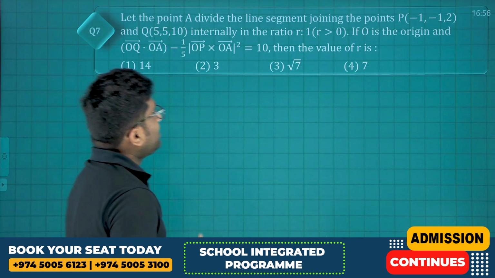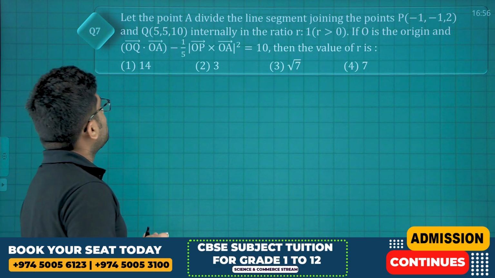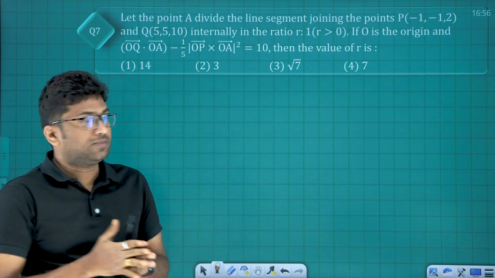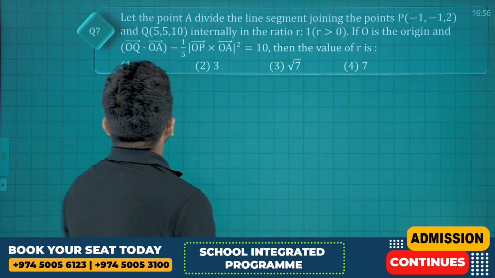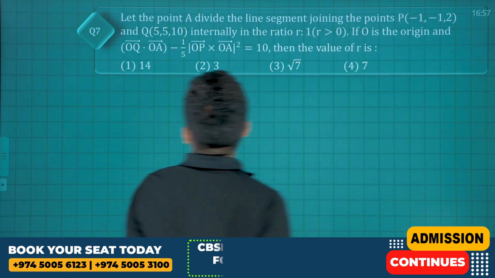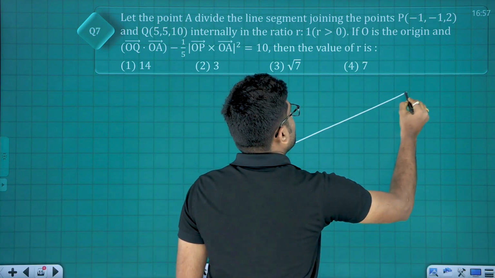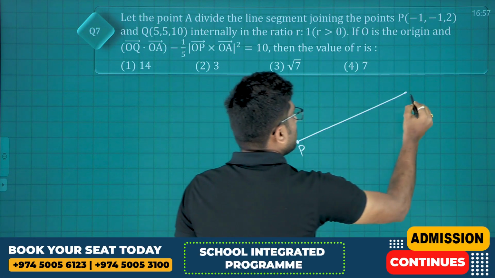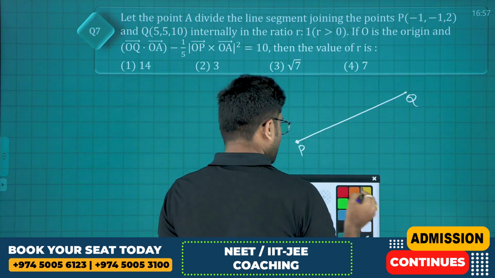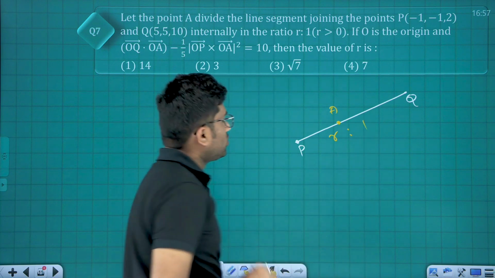Let the point A divide the line segment joining the points P and Q internally in the ratio R is to 1. If O is the origin, they have given something, then the value of R is. Acha. Let's see this, guys. Now there is a point A that divides the line segment PQ. We have a line segment PQ, divided by a point A in the ratio R is to 1.